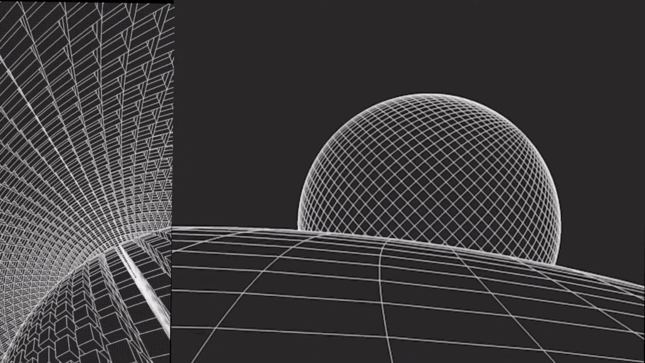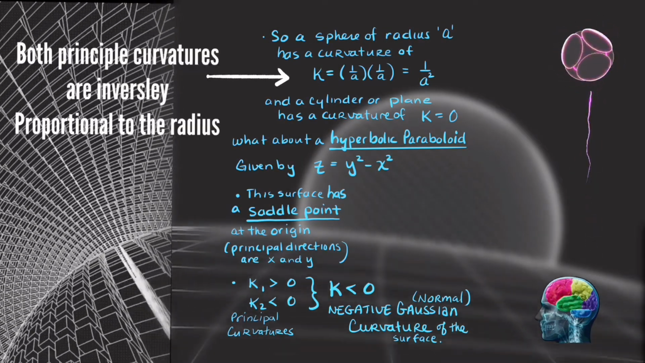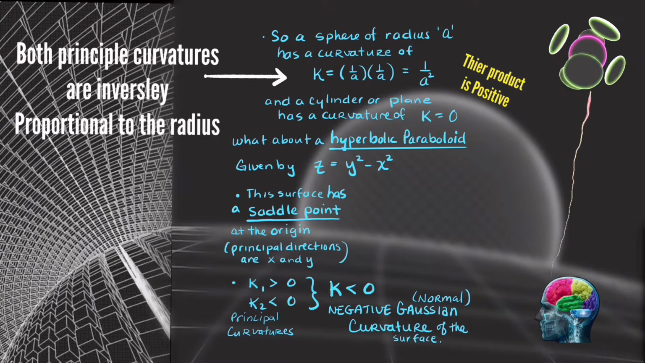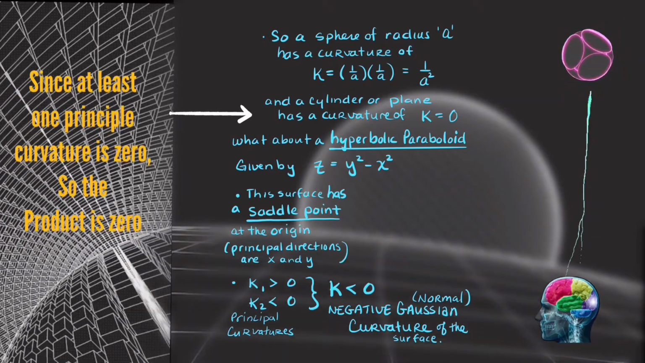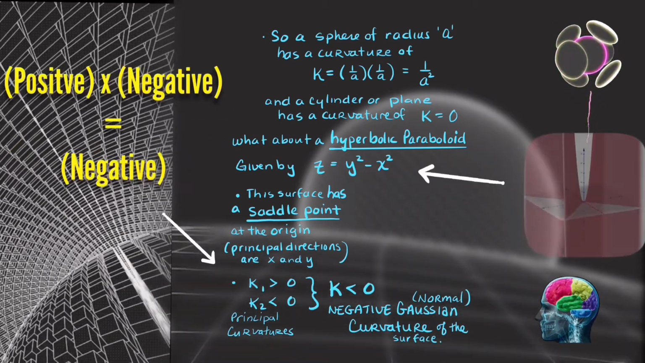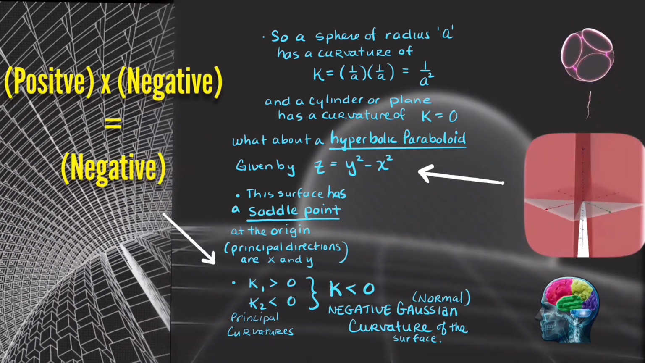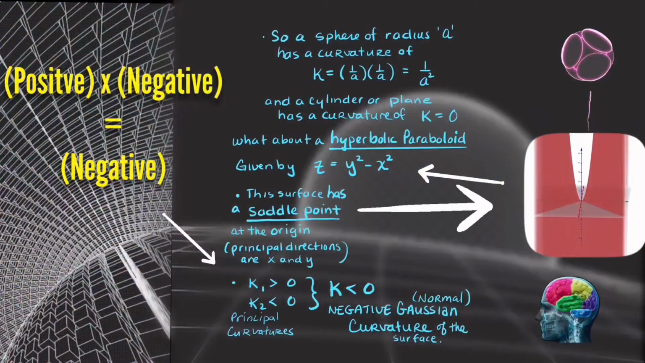Spheres have the same curvature in all directions. The principal curvatures being both 1 over the radius, we get a total surface curvature of 1 over the radius squared. However, a hyperbolic surface has different signed curvatures in the principal directions, leading to an overall negative Gaussian curvature.